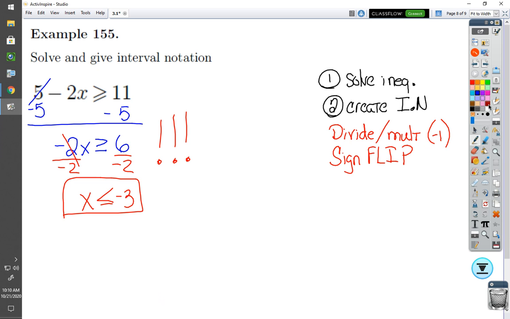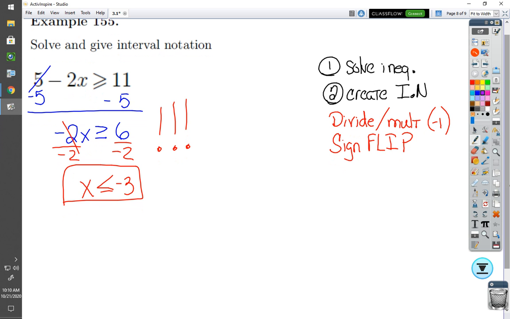That can get you in a lot of trouble if you forget that one. Okay, I need my interval notation because it says I need my interval notation. Think about what this says. If you need to make a quick picture, make a quick picture. Here's what it looks like.